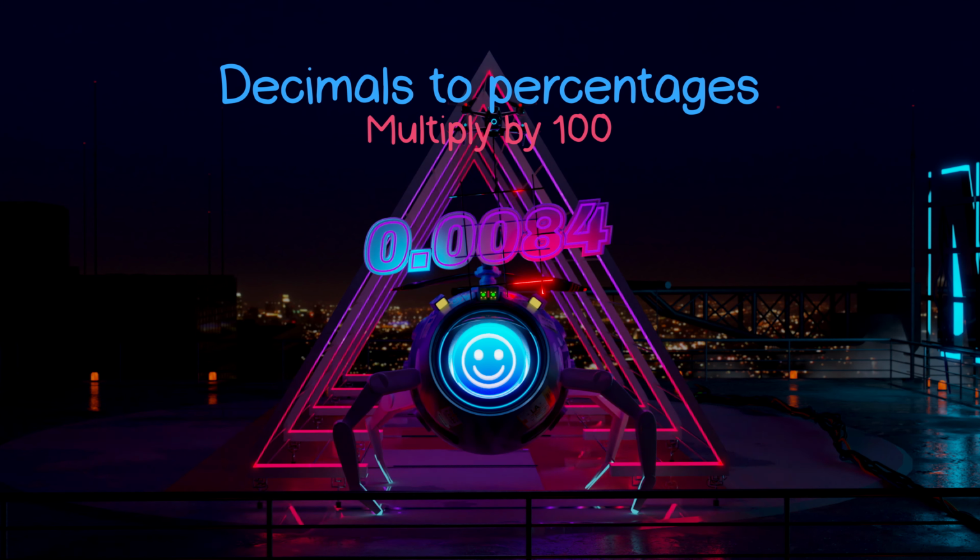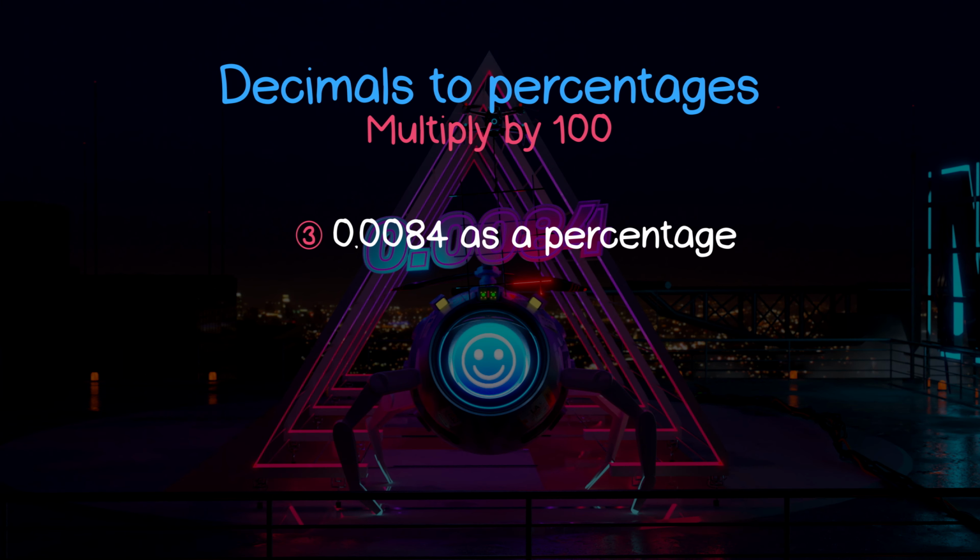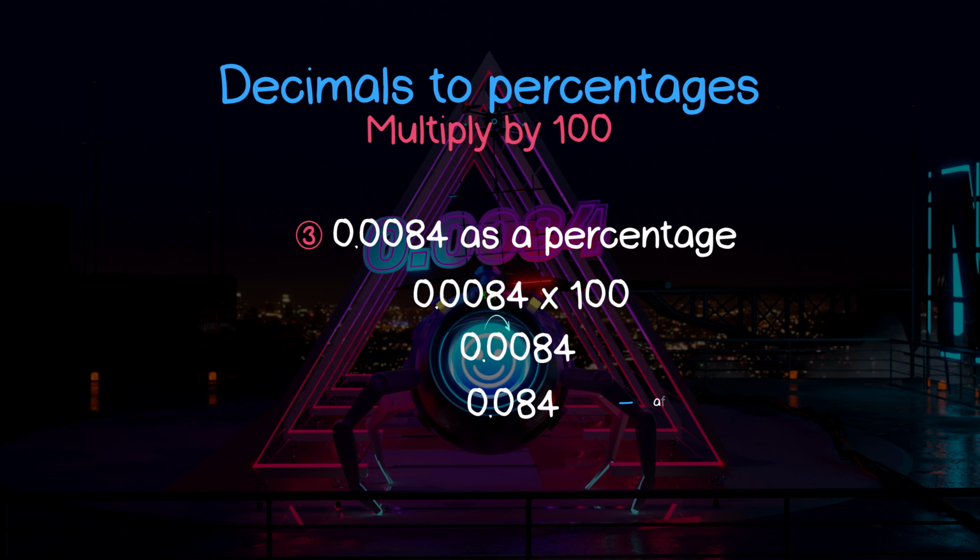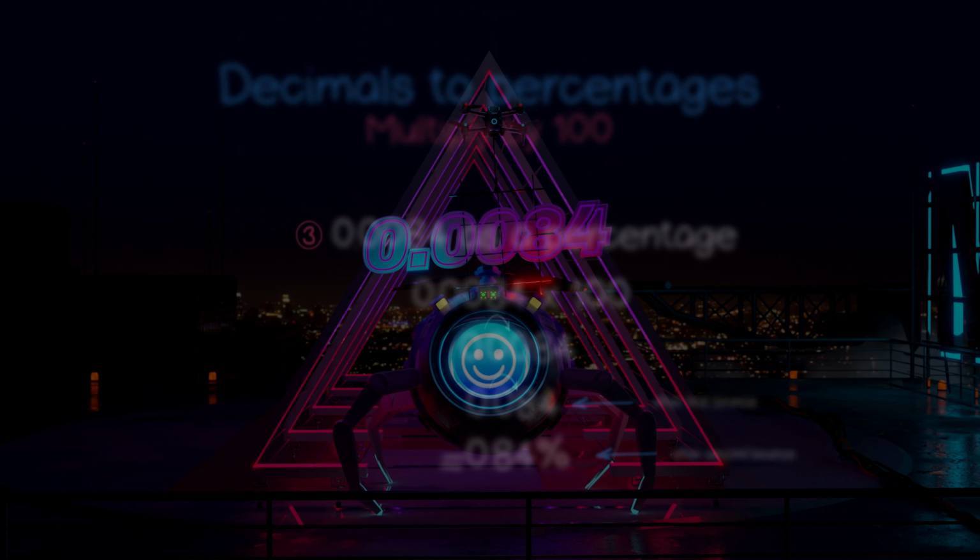One last test for Mr. Walter on decimals to percentage conversions, so let's try and make it hard for him. 0.0084 as a percentage. Moving the decimal once and we get 0.084, and then a second time, and we get 0.84%. Let's see if he got it.